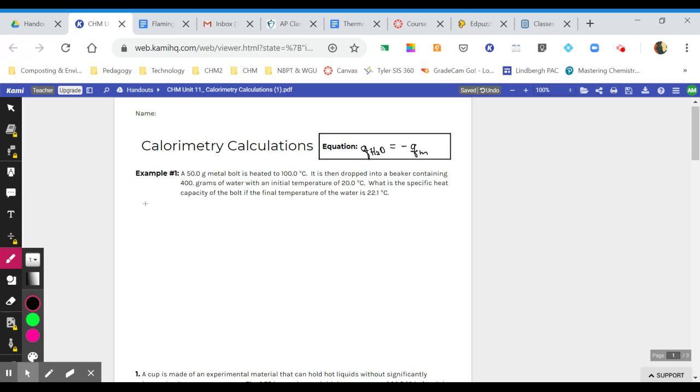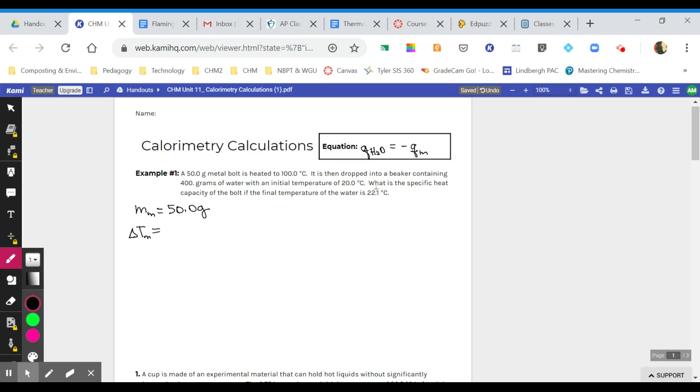And so we're going to go ahead and make our list of variables over here. So first we have the mass of the metal. So I'm going to put mass of metal, and that's 50 grams. And it says it's heated to 100 degrees Celsius. That's going to be our initial temperature. And then if we look at the rest of the question, it says it's put into a beaker with 400 grams of water, and the initial temperature of that is 20. The final temperature of the water is 22.1 degrees Celsius.